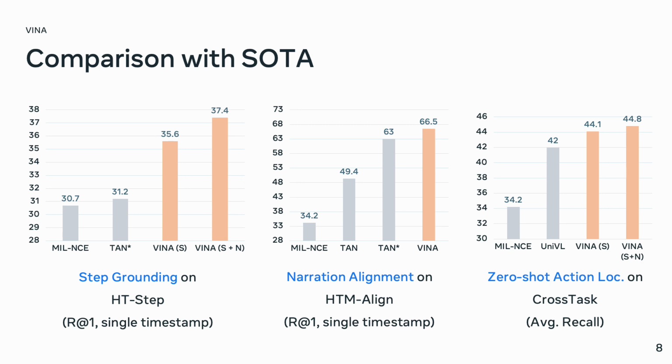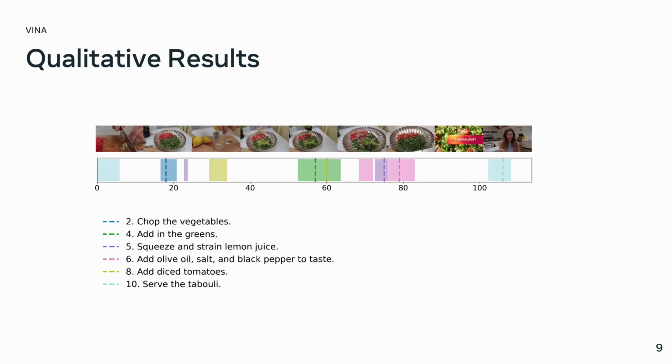Finally, we also evaluated our model for zero-shot action localization on CrossTask, where we are given a video, its task, and the steps of that task, and we need to find the temporal segments associated with each step. When evaluated with a standard average recall metric, our approach outperforms strong state-of-the-art approaches such as UniVL.